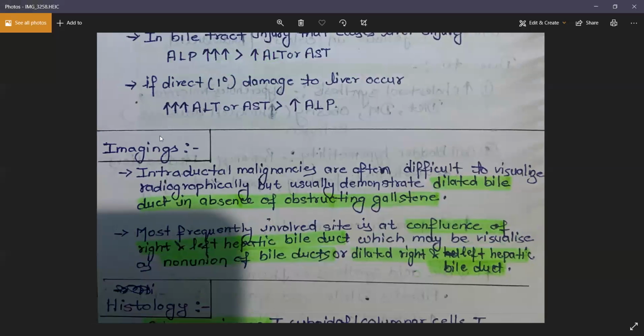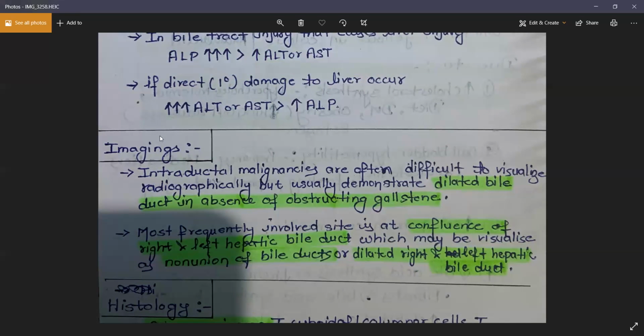On imaging, you can do the CT scan. On the CT scan, you can see the dilated intrahepatic ducts because of a blockage. The pressure in the intrahepatic ducts will be increased, and that can be seen in the CT scan also, right?